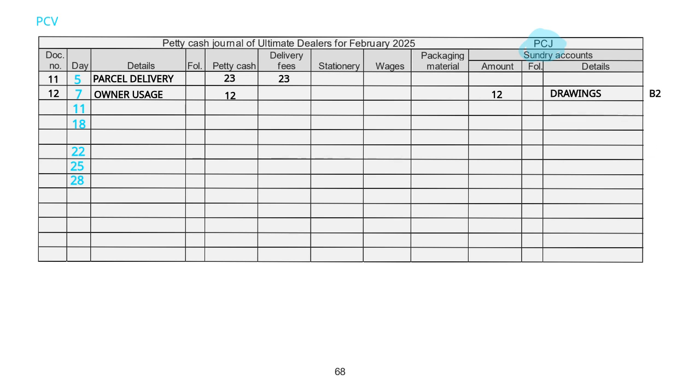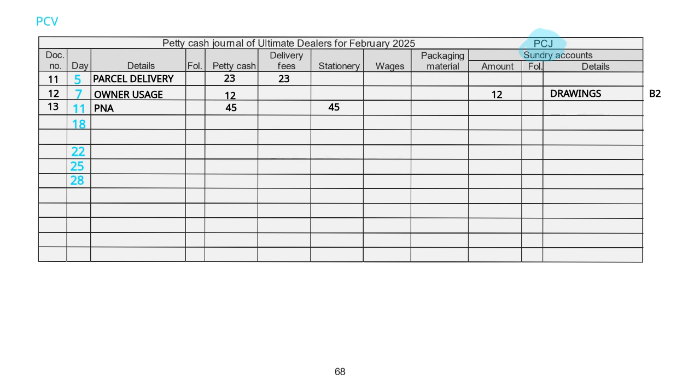Then the 11th says, bought stationery from P&A and paid out of petty cash 45 Rand. So our next petty cash voucher is number 13. We are buying from P&A. It's for stationery of 45. And in the petty cash column, 45. Then the next entry is on the 18th.